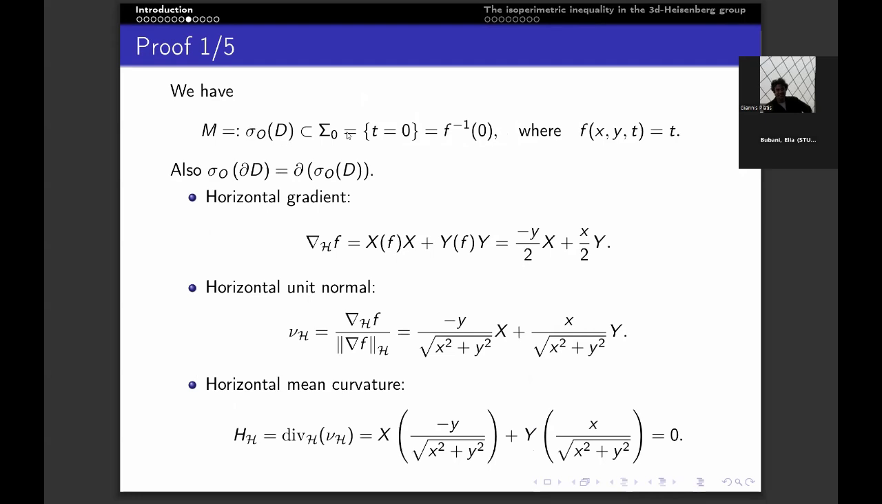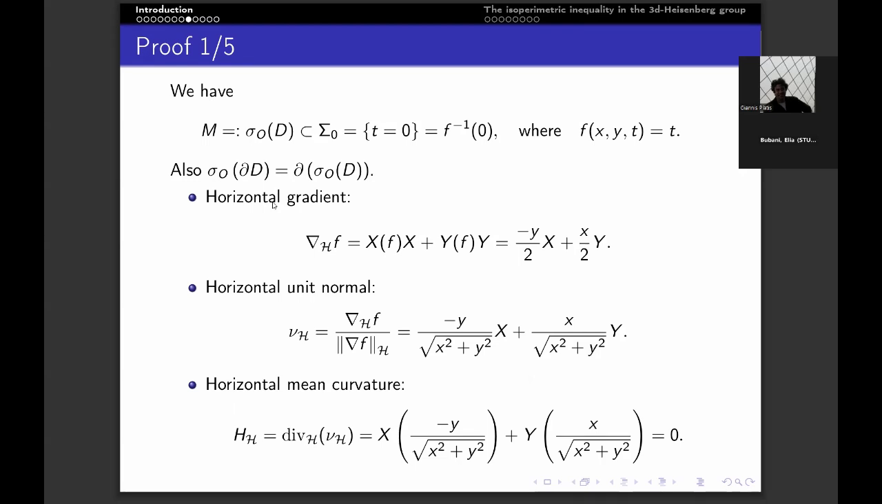We can express this image here, the image of D using sigma 0, let's call it M, which is a submanifold of the plane t equal to 0, and we can write it as a level set, and the local defining function is F here. So this equation holds for the boundary using the diffeomorphism, practically, sigma 0.